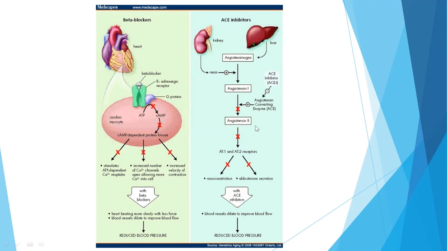Then angiotensin 2 will not be formed. If angiotensin 2 is not formed, angiotensin receptors will not function in its absence. There will be no vasoconstriction, there will be vasodilation, and there will be no aldosterone secretion. So with ACE inhibitors, the blood vessels will dilate to improve the blood flow, and it will reduce the blood pressure. With beta blockers, the heart will beat more slowly with less force, and the blood vessels will dilate to improve the blood flow, that is, reduce the blood pressure.